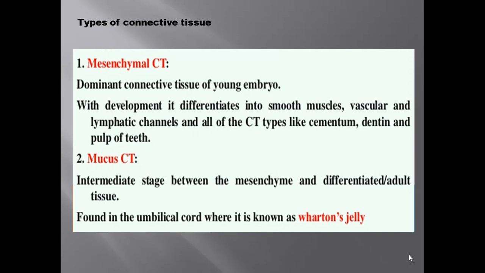Or it is the mucous connective tissue. It's like the second stage, an intermediate stage between mesenchyme and differentiated adult tissue. A good example of mucous connective tissue is the umbilical cord. It's also called Wharton's jelly.